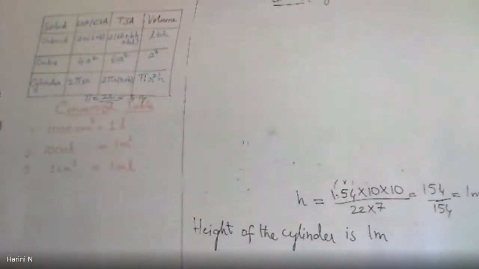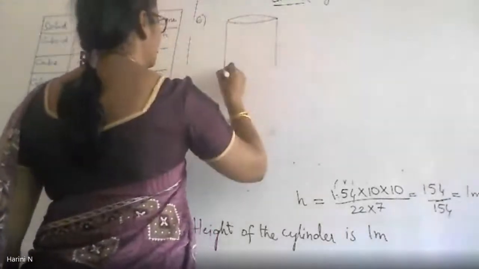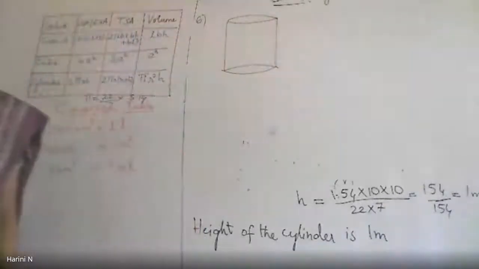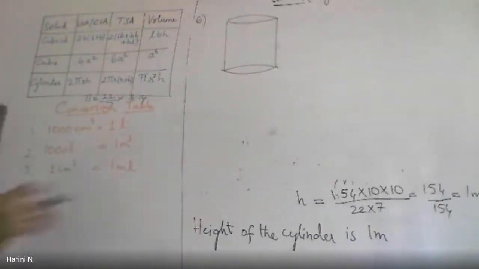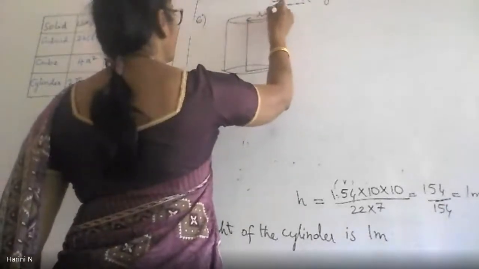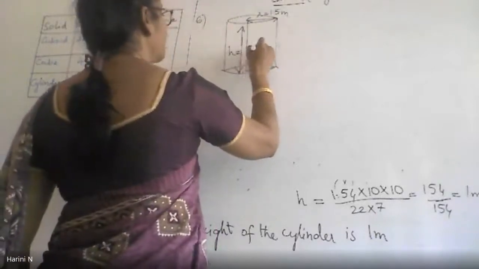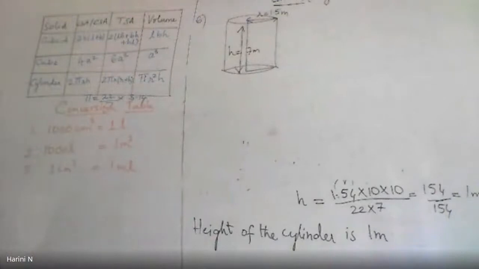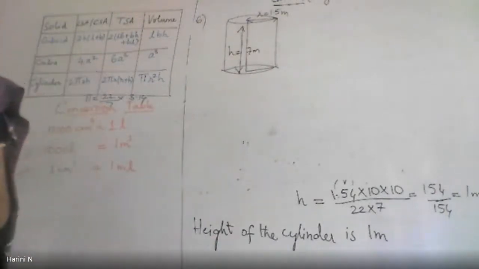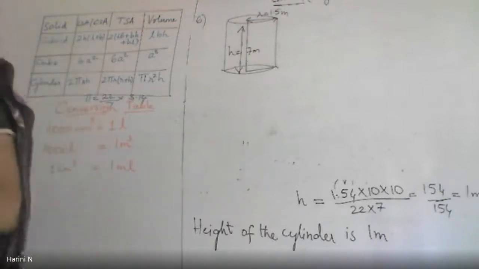Okay. A milk tank is in the form of a cylinder whose radius is 1.5 and the length is 7. So radius and the height is given. This is a tank which contains milk. Radius is 1.5, length is 7. Length means you're talking about the height here. So radius is 1.5 meters and the height is 7 meters. Yeah. So I have to find out what is the quantity of the milk contained in this tank in liters.